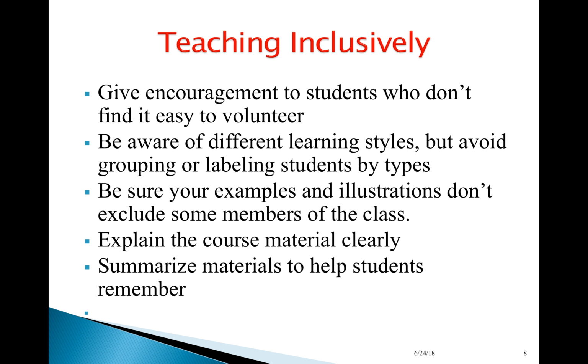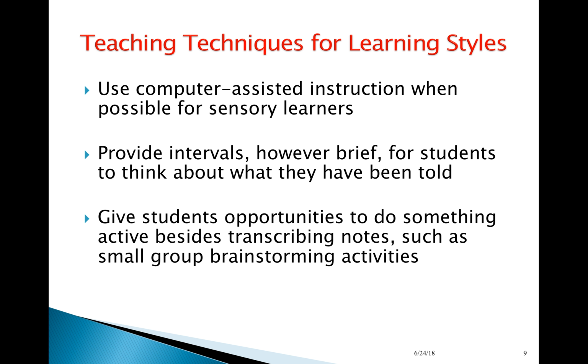And then be aware of different learning styles, but avoid grouping or labeling students by types. So you need to know who learns in what different ways and how those different styles may interact with each other in a lesson. So be aware of those types of things, and then be sure examples and illustrations don't exclude some members of the class. And explain the course material clearly, and then summarize materials that help students remember. You always want to go back and do a summary of any lesson towards the end, or at least of main points that they should have gotten, to help tie things back together.